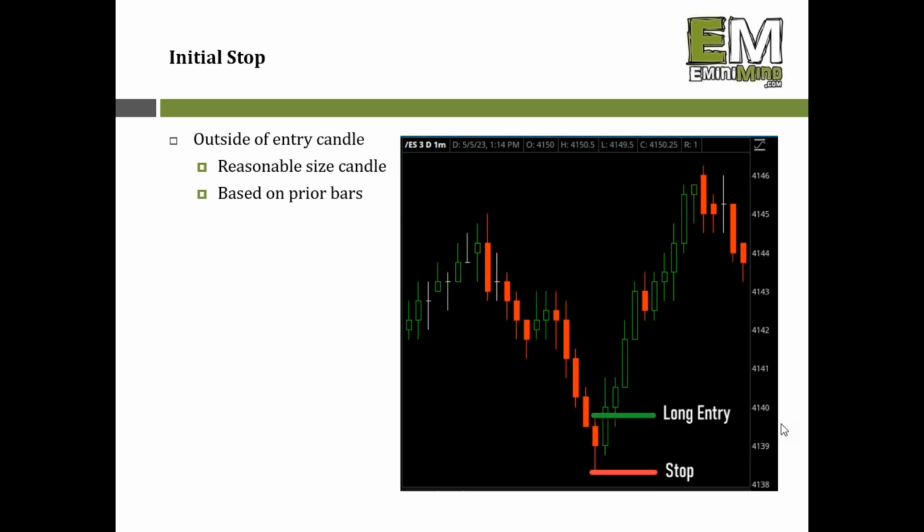At least if you have some parameters like that, you've now eliminated 90% of the day, and you're just focusing on this small 90 minute window. And that is preventing you from taking boredom trades, overtrading. You can certainly overtrade in the first 90 minutes, but at least you're not going to be trading all day long, and it's very easy to dig yourself a hole.